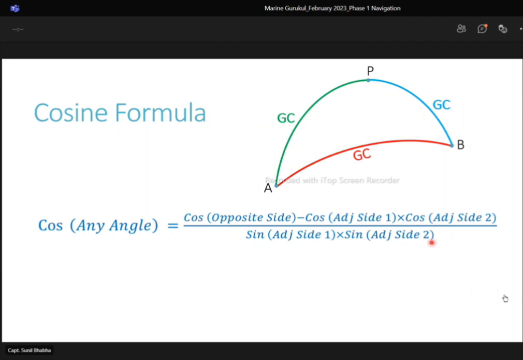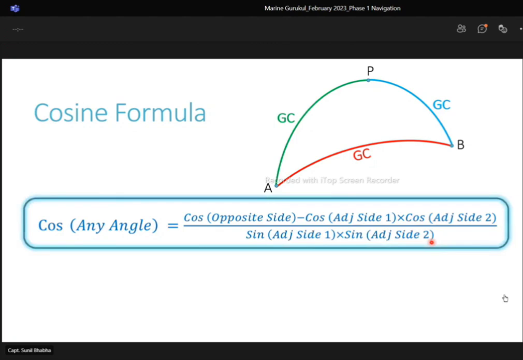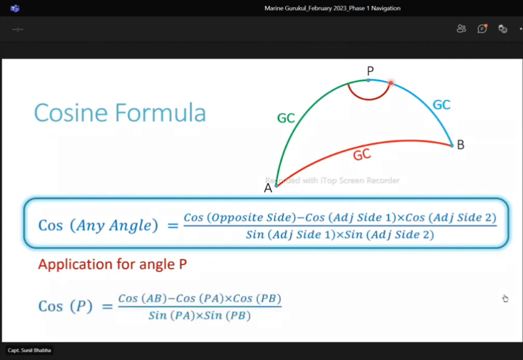Now let's try to understand the application of the formula for a particular angle. Let's consider angle P only. So we will try to apply this formula considering angle P. So the formula says cos of any angle, in our case it will be angle P now. You can see this angle P marked here in the diagram. So the cosine formula once applied to angle P will give us cos of angle P is equal to cos of AB.